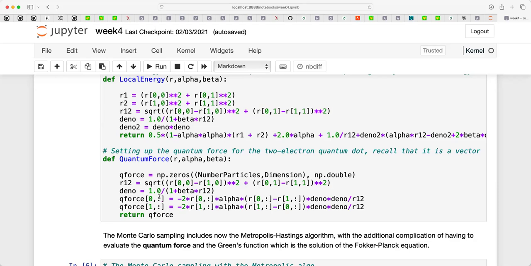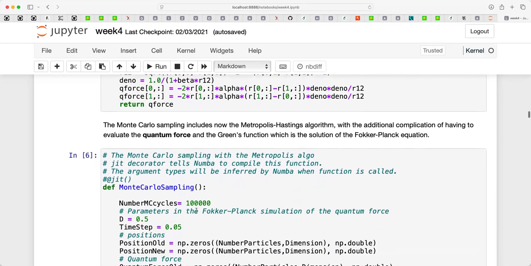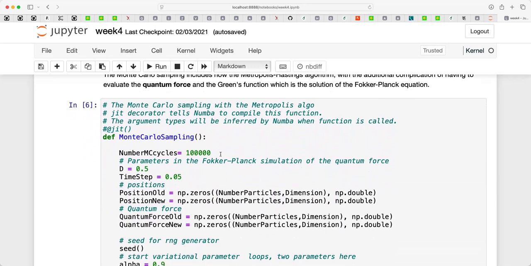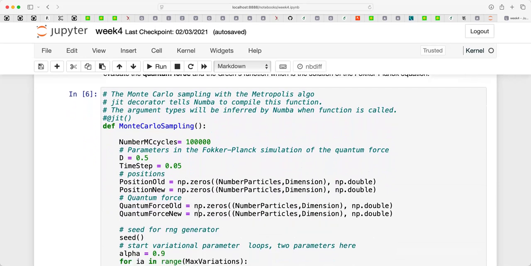And this is now position XY and XY here. So that's that part. And then I'm doing 100,000 Monte Carlo cycles. So my old position is simply, I first zero them. I calculate the quantum force old. I'm just zeroing out quantities. So I'm just setting everything to 0.